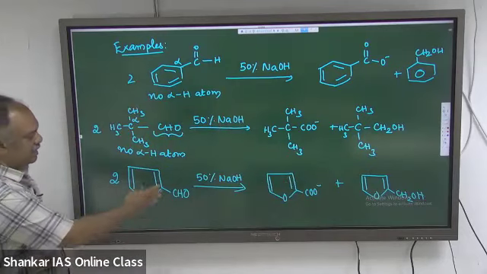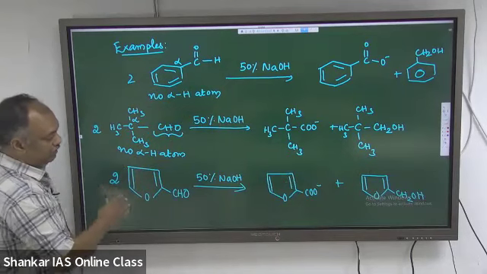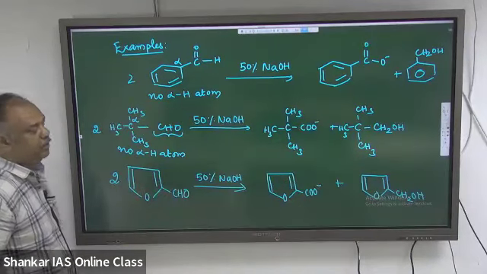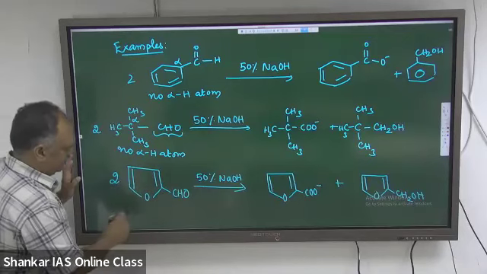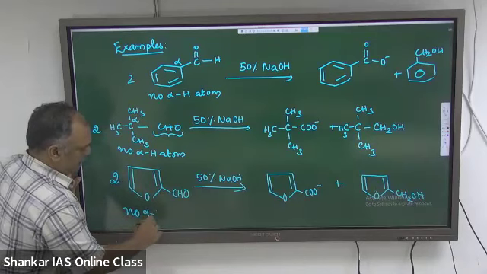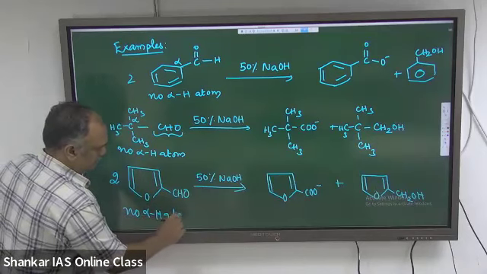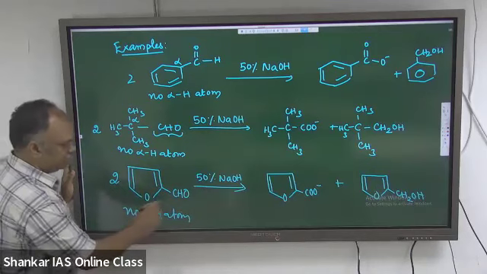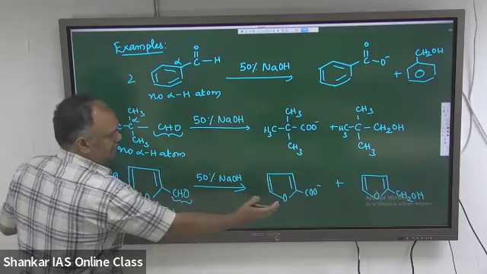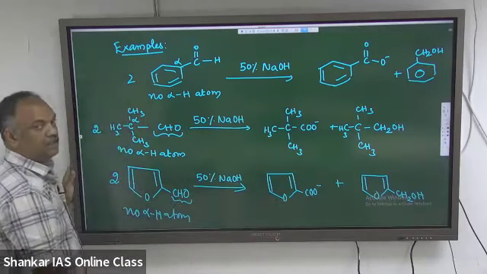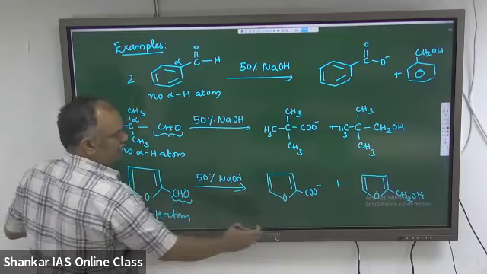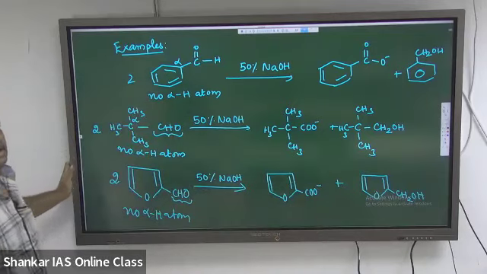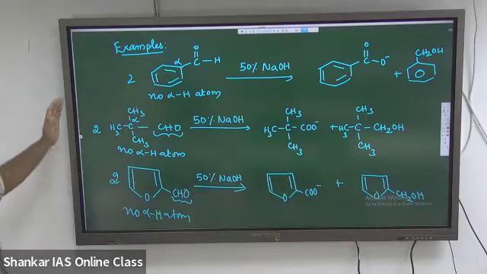This is yet another example involving furan-2-carboxaldehyde. So again, this contains no alpha hydrogen atom. How will you write the products? Just oxidize this to the acid, write the corresponding carboxylate salt, and the other one is just reduced to the corresponding alcohol. So this is with respect to Cannizzaro reaction.